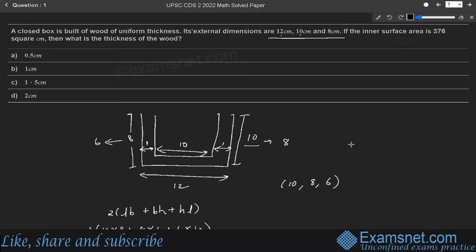Yes, on solving, the surface area is 376 according to the internal dimensions. In the question, the value is given for the external dimensions, but according to the internal dimensions also the surface area is 376 square centimeter. It means that the thickness of the wood is 1 centimeter, which we have already seen. So in this way, you can solve this kind of question. You just have to verify that the surface area for both the internal and external box is equal or not. If it is equal, then the thickness will always be 1 centimeter.